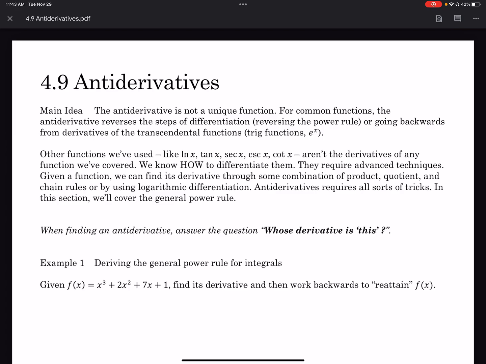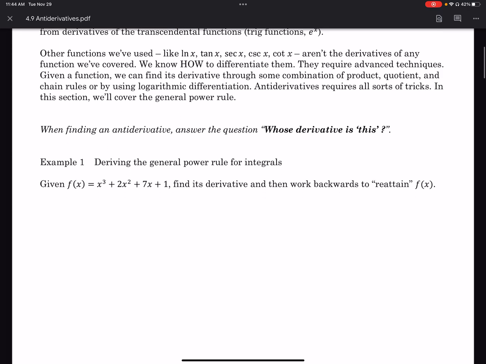And so for example one, we're going to derive the general power rule for integrals. So if we have f of x equals x cubed plus 2x squared plus 7x plus 1, let's go through the steps of finding its derivative.